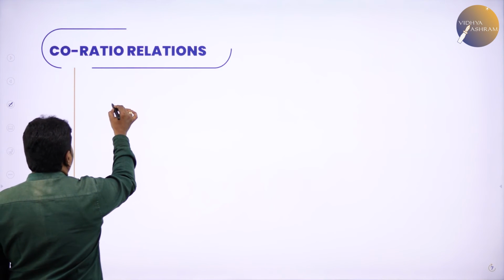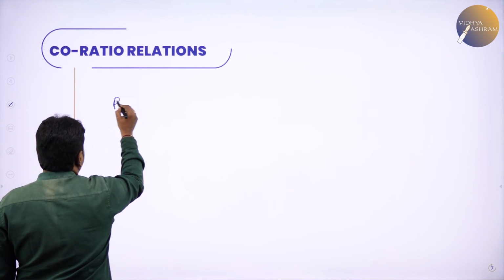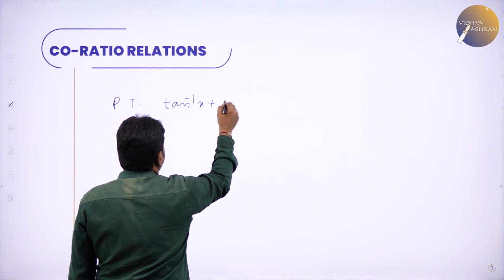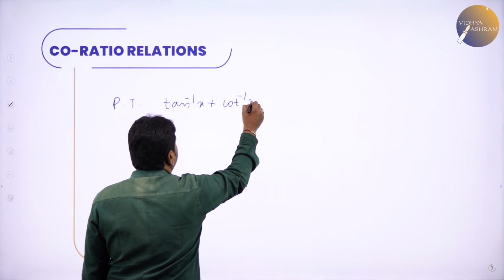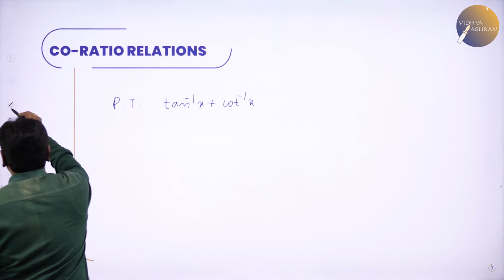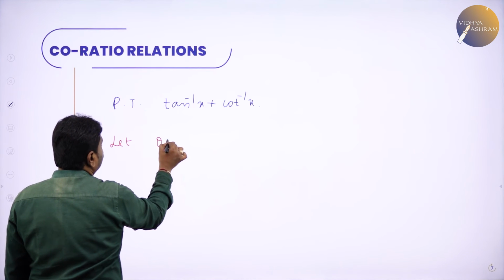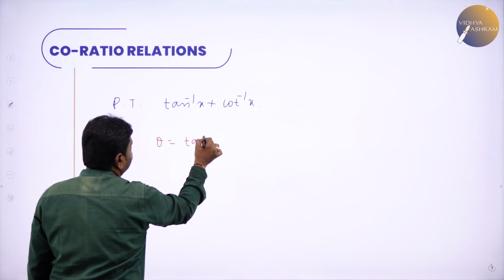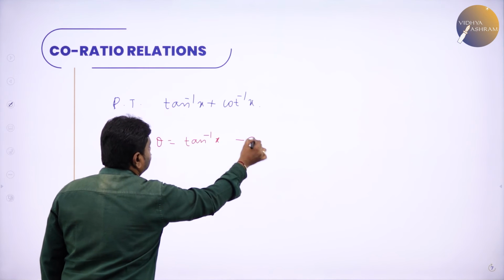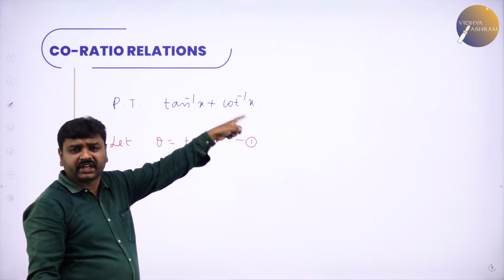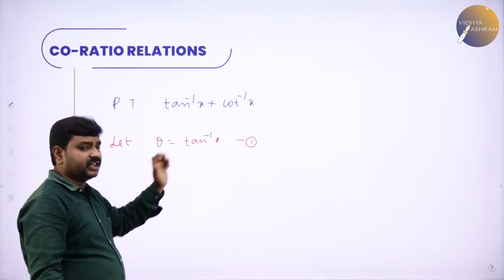Now the second one, they'll ask you to prove tan inverse x plus cot inverse x is pi by 2, where x belongs to all real numbers. Now we'll prove this. So how to prove? Let theta is equal to tan inverse x. Call it equation 1. Any one inverse trigonometric function you can take. Either you can take tan or you can take cot. So I took tan inverse x as theta.